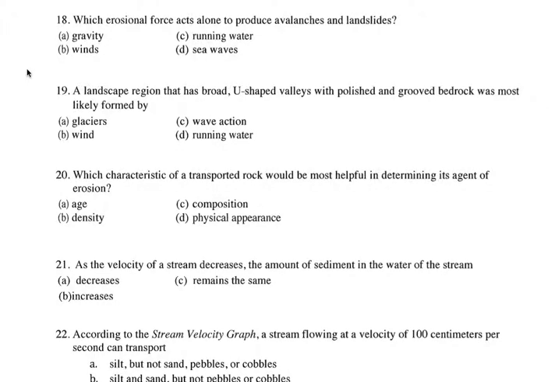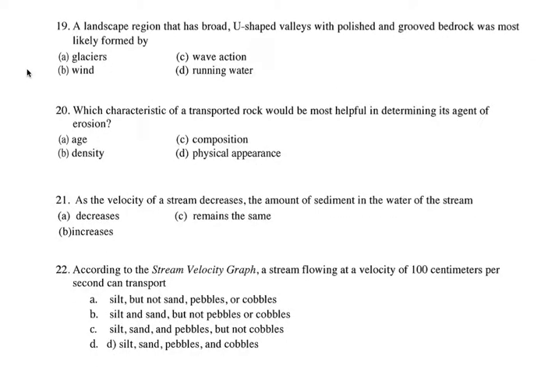18. Which erosional force acts alone to produce avalanches and landslides? A, gravity, B, winds, C, running water, D, sea waves. 19. A landscape region that has broad, U-shaped valleys with polished and grooved bedrock was most likely formed by A, glaciers, B, wind, C, wave action, D, running water.